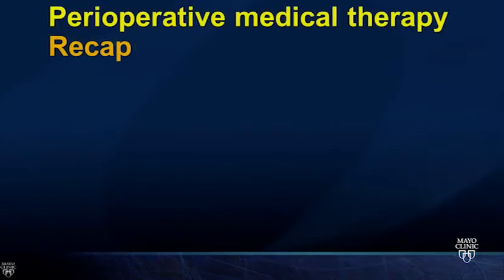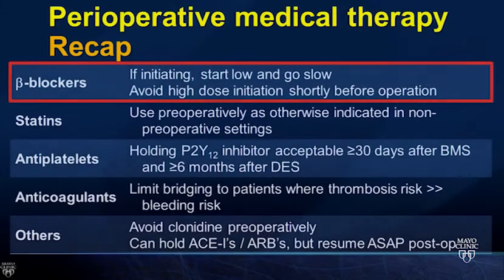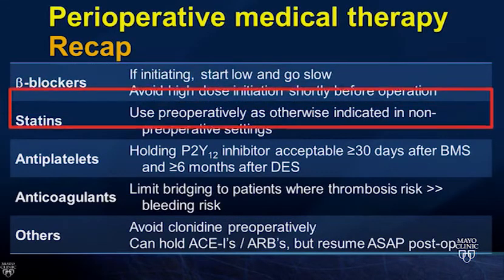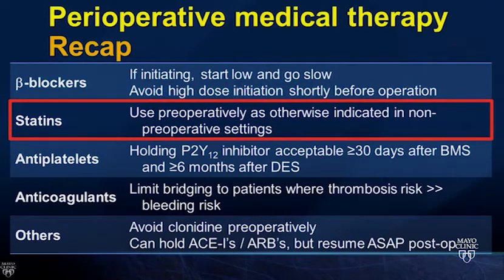Let's recap perioperative medical therapy. I've tossed a lot of information at you. Key point on beta blockers. If you need to initiate a beta blocker in the perioperative setting, you want to start low and you want to go slow. You don't initiate high-dose beta blockers shortly before an operation. Statins, you want to use preoperatively as you otherwise would in non-preoperative settings.